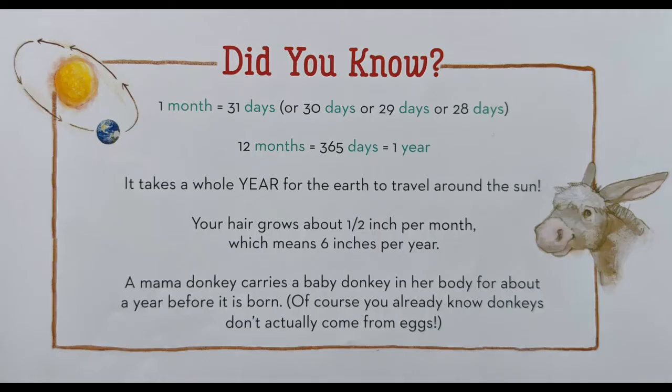Did you know that 1 month equals 31 days, or 30 days, or 29 days, or 28 days? 12 months equals 365 days, which equals 1 year. It takes a whole year for the Earth to travel around the sun. Your hair grows about a half an inch per month, which means 6 inches per year. A mama donkey carries a baby donkey in her body for about a year before it is born. Of course, you already knew that donkeys don't actually come from eggs. What do we think those seeds were growing into then?